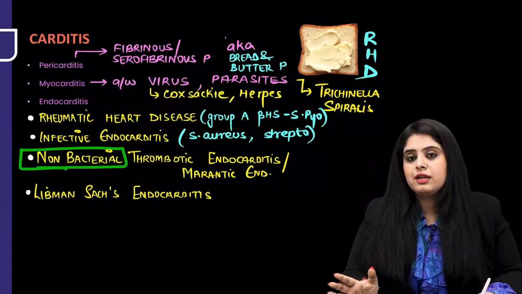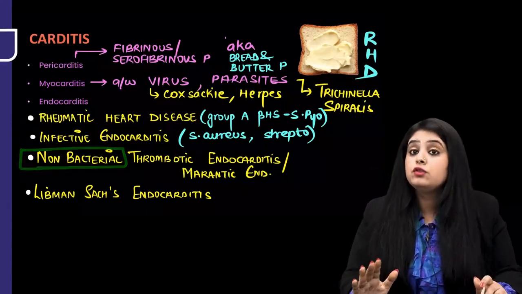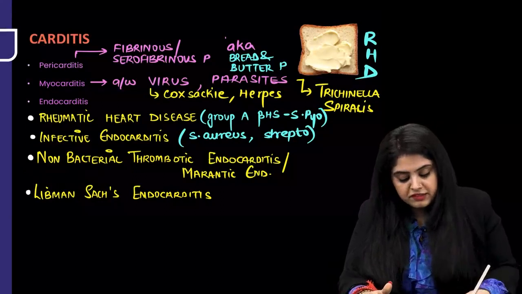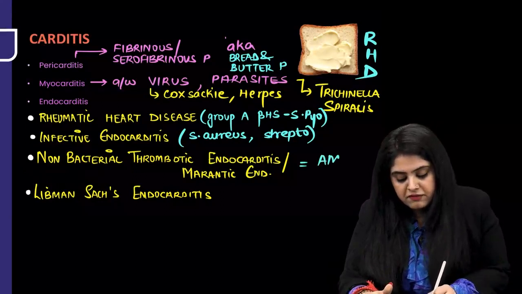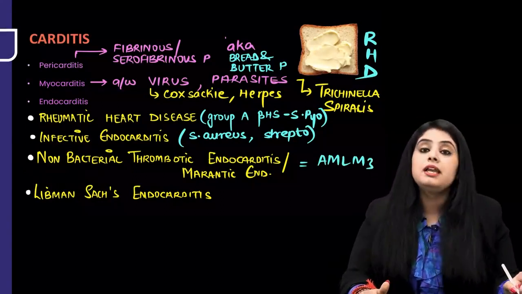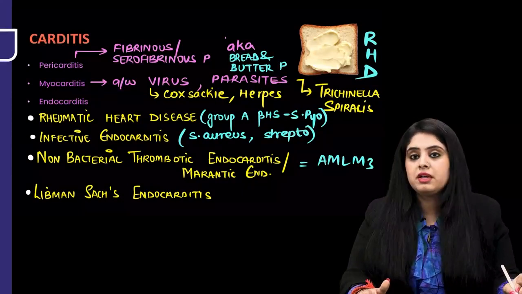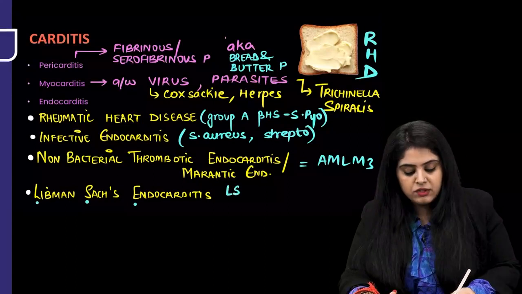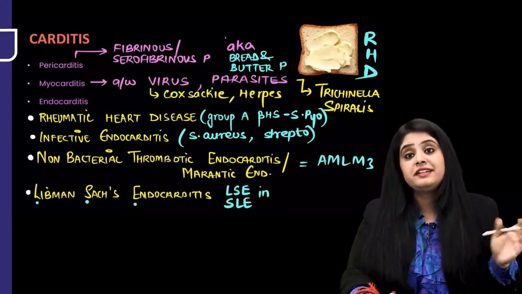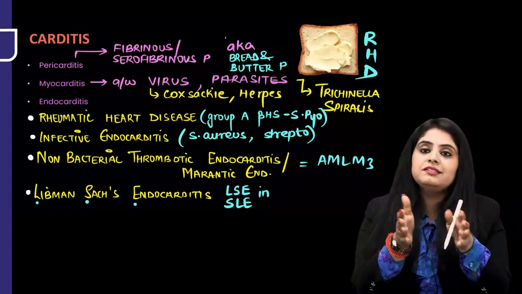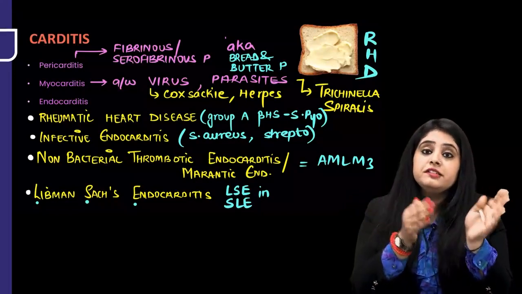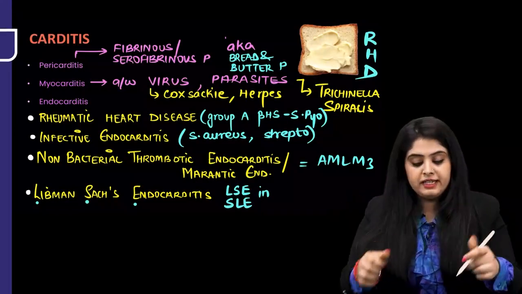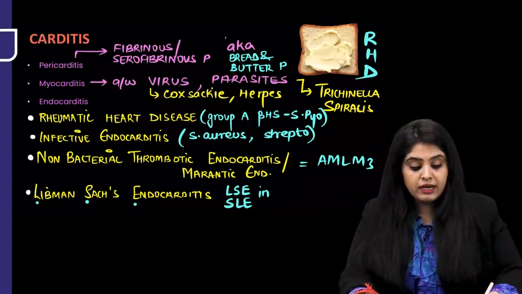Non-bacterial thrombotic endocarditis, or marantic endocarditis, is not to do with infections. This is seen in association with a very famous leukemia called AML-M3, very, very important leukemia in pathology. And lastly, Libman-Sacks endocarditis. The way you write LSC, if you rearrange the terms, this is seen in SLE. Libman-Sacks endocarditis is seen in systemic lupus erythematosus, SLE, and that wraps up the 4 types of endocarditis.